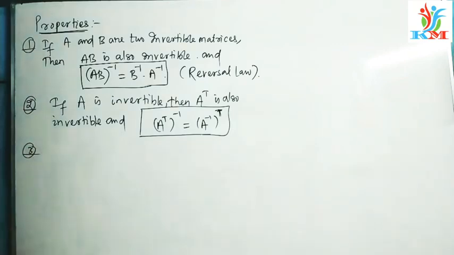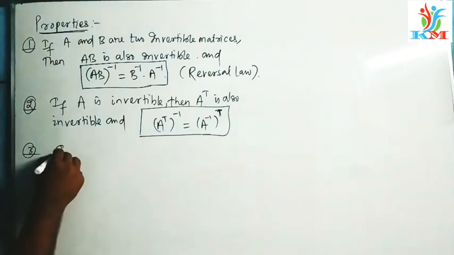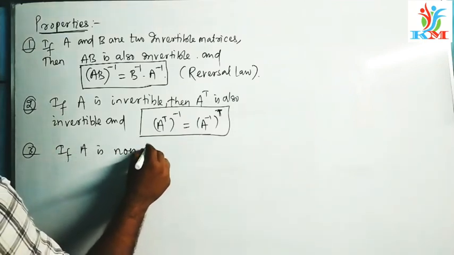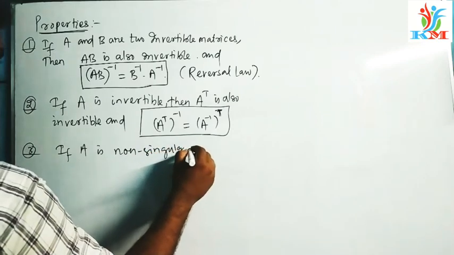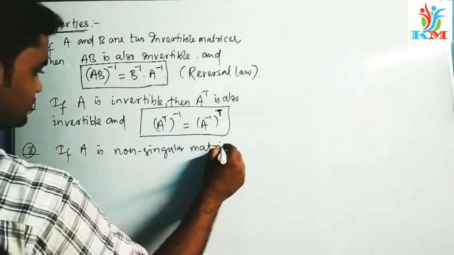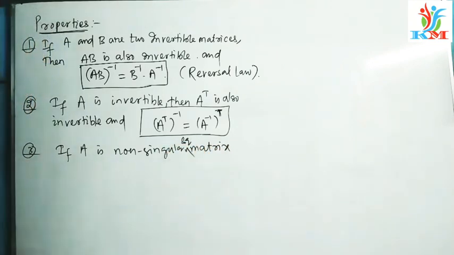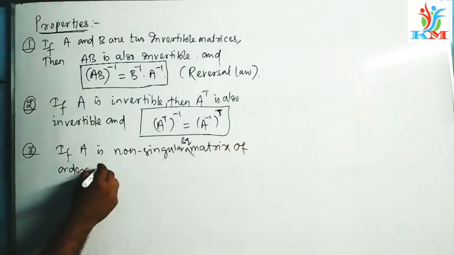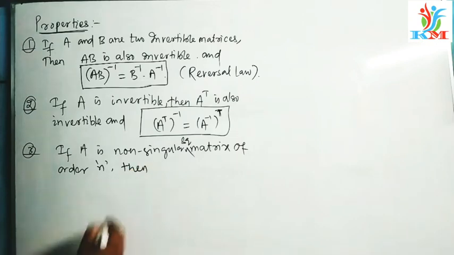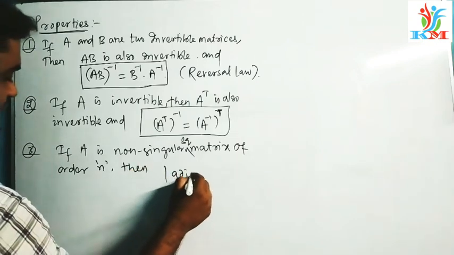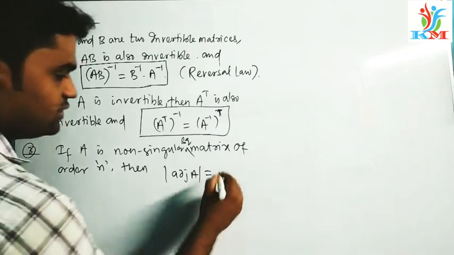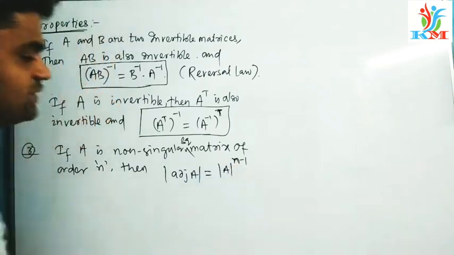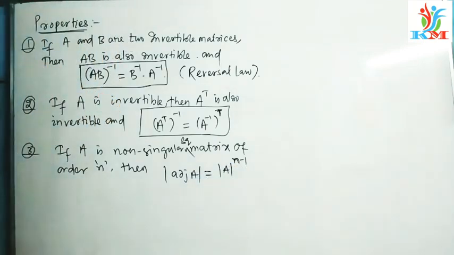Similarly, next property is, if A is a non-singular square matrix of order n, then determinant of adjoint of A is equal to determinant of A to the power n minus 1, where n is the order of matrix A.